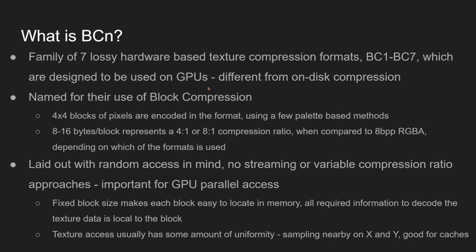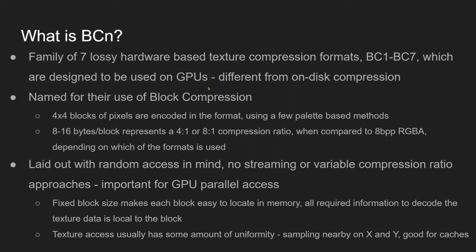The BC stands for block compression, and the way that this works is there's 4x4 groupings of pixels, which are encoded in a couple of different ways. They're palette based, but they use 8 to 16 bytes per block of pixels, and that represents either a 4:1 or 8:1 compression ratio when you compare it to 4 channel 8 bits per pixel.